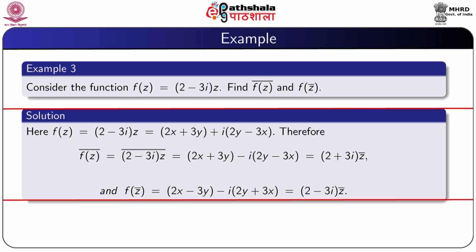And f of z conjugate is equal to (2x - 3y) - i(2y + 3x), and this gives (2 - 3i) times the conjugate of z. So from this we see also that the conjugate of f(z) and f of z conjugate are not equal.